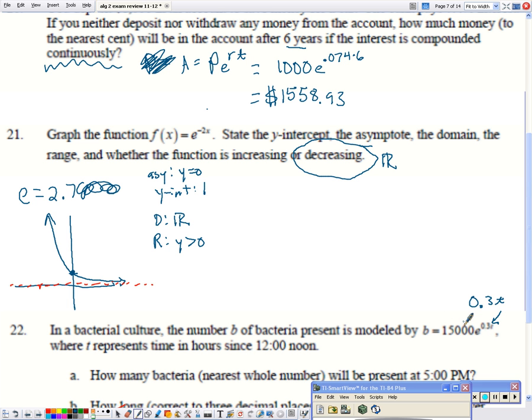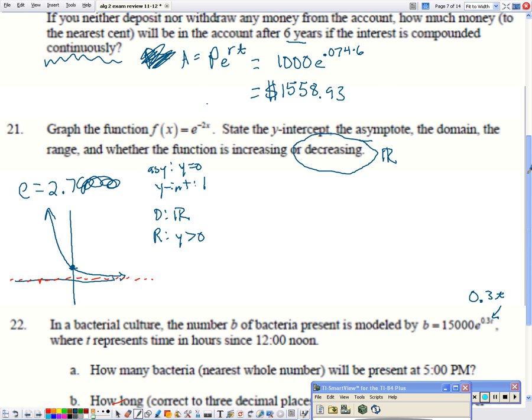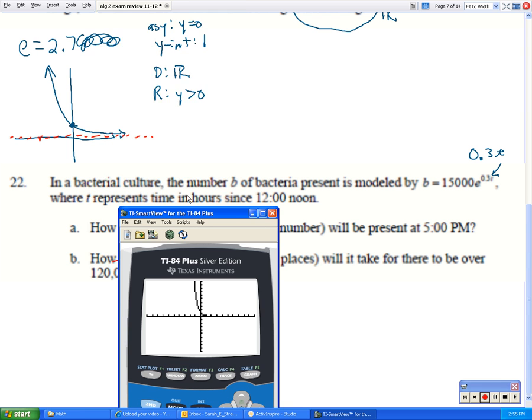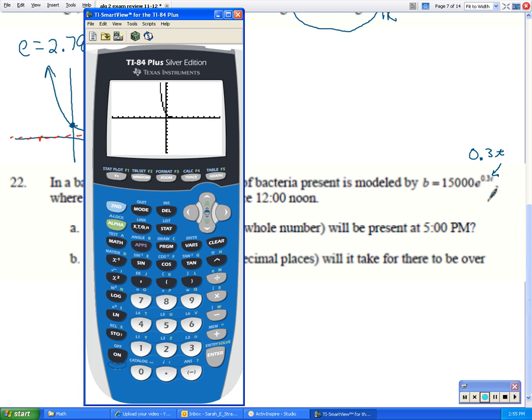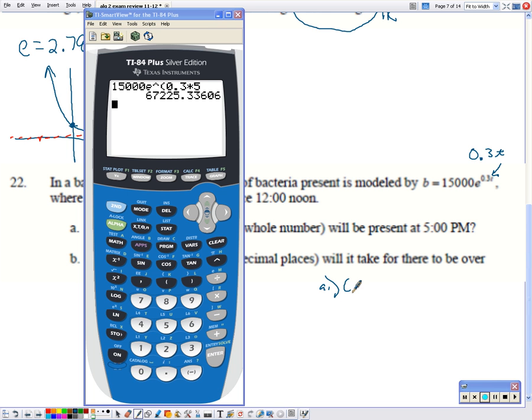We've got 15,000 times e raised to 0.3t, that's what that exponent says, where t represents the time in hours since noon. How many bacteria are present at 5 o'clock? Well, at 5 o'clock, 5 hours have gone by, so it's calculator time. I'm just going to straight up put in t is 5. A lot of stuff here. So 15,000, and then I'm going to use my handy dandy e button, times 5, and that's how many bacteria there are. So the answer to A is 67,000. I'm going to round to the nearest bacteria, because that just makes sense to me.